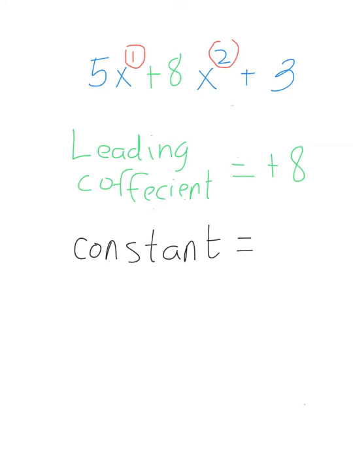And then our constant out of all the terms is going to be the term that does not have a variable attached. So 5x has a variable. The second term, 8x squared, has a variable, but this 3 does not have a variable, it has no x. So our constant is going to be 3.